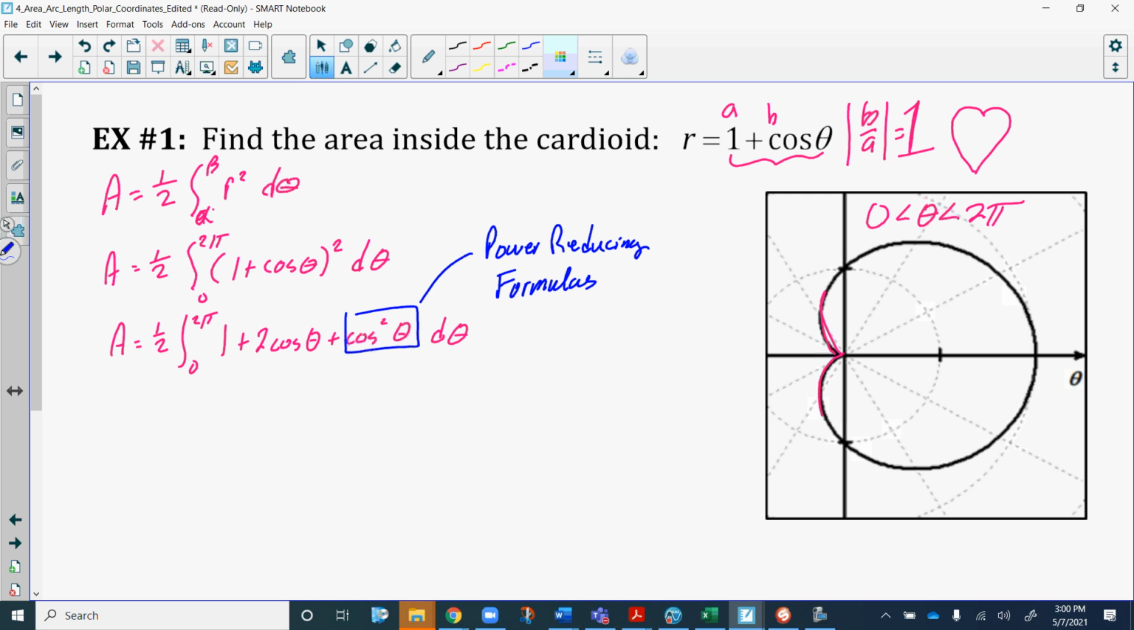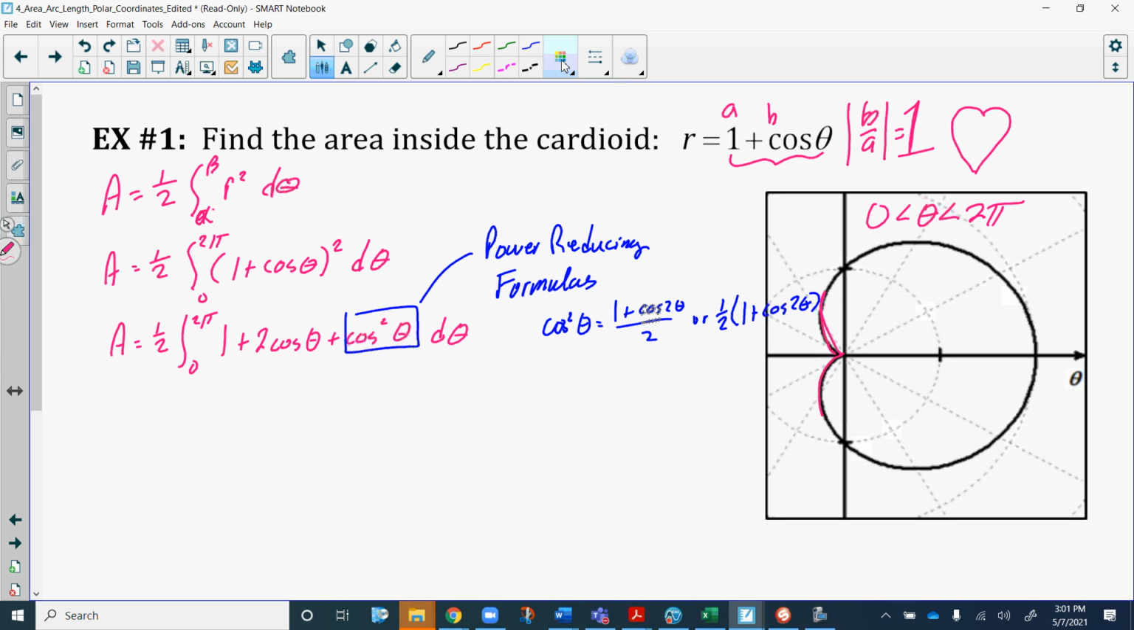Okay. This is something that we see with some of our advanced integration techniques when we're working with trig stuff. The cosine squared of theta is either equal to (1 plus cosine of 2 theta) over 2, or you can write it as 1/2 times (1 plus cosine of 2 theta), whichever you prefer.